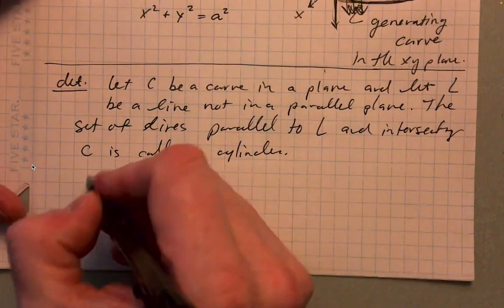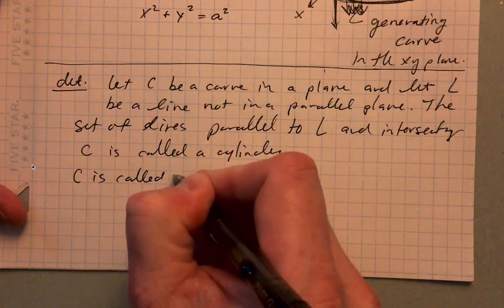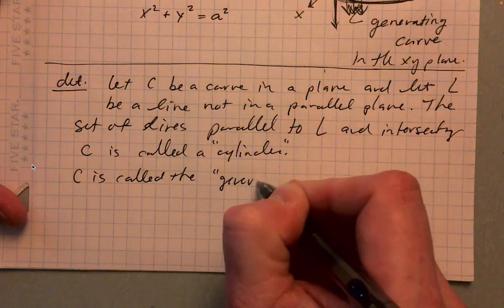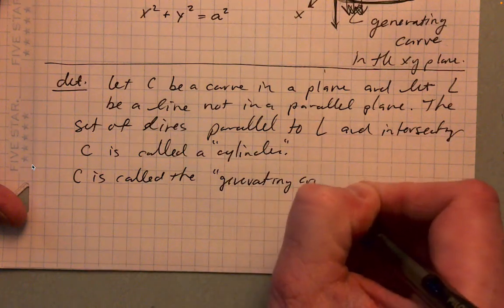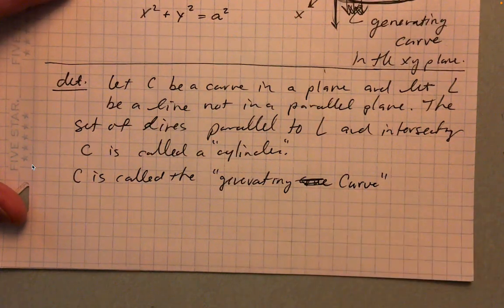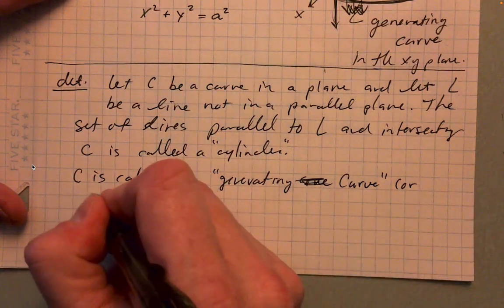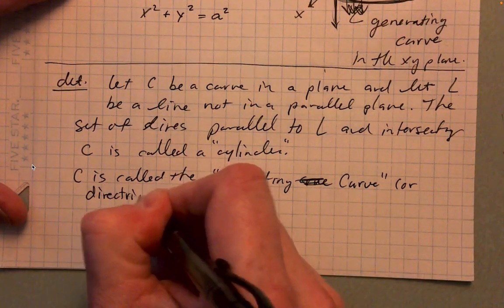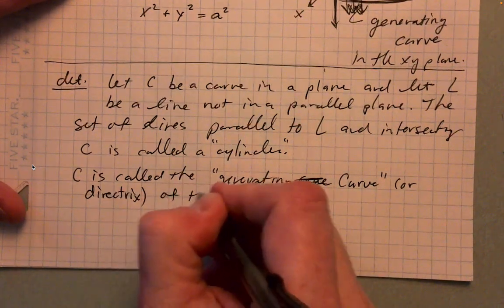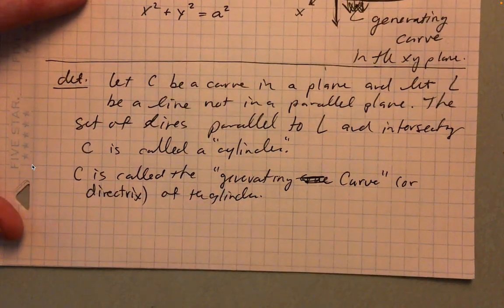Okay, a little more detail on this. C, we already said this, but let's write it down. C is called the generating curve. Another term that's used is the directrix of the cylinder. So C is called the generating curve of the cylinder.